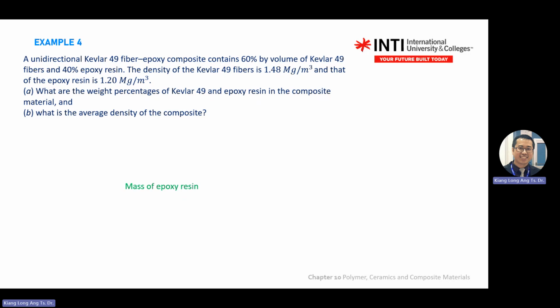Density is given. So when density is given, you can find the mass or the volume. It asks you, what is the weight percentage of Kevlar 49 and epoxy resin in the composite material? It asks you to find weight percentage. 100% will be the total. If you mix these two together, you get 100%. And then it asks what is the average density of the composite.